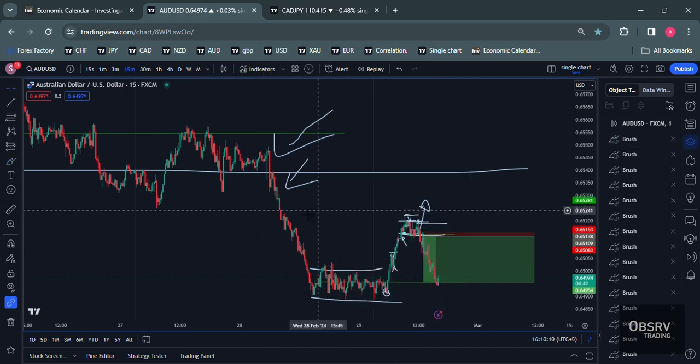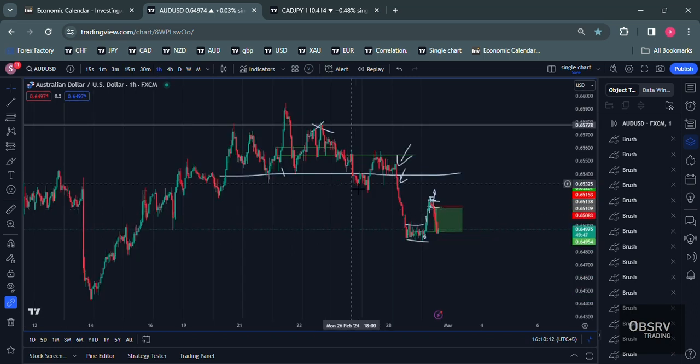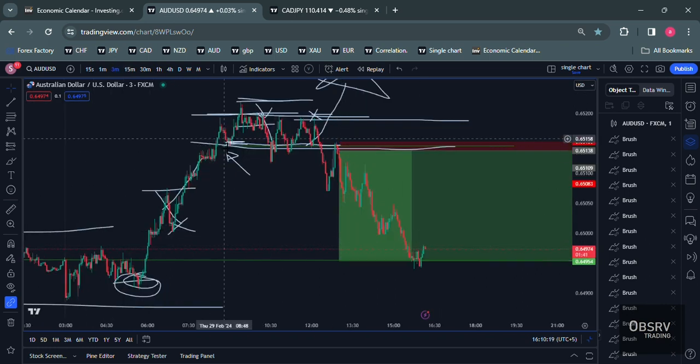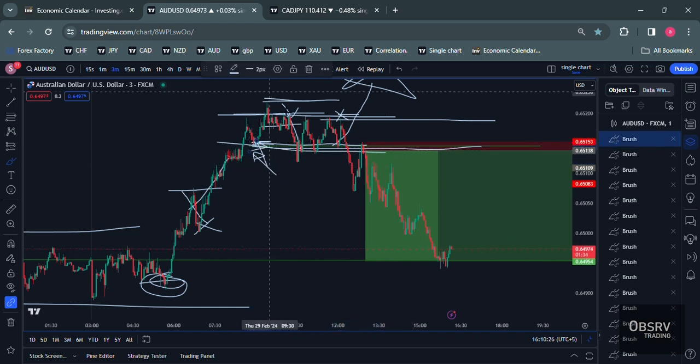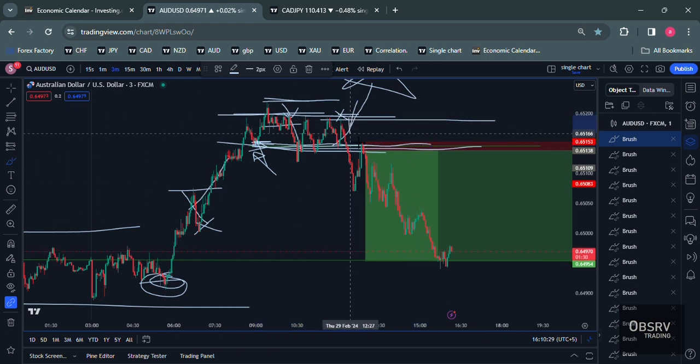And now let me show you the exact same thing on 3 minutes that happened on 1 hour. The exact same thing. So if you go to 3 minutes, in the process of all of this ranging activity, if you say this is the last buyer who bought for a higher high and is still holding and holding, what happens here?